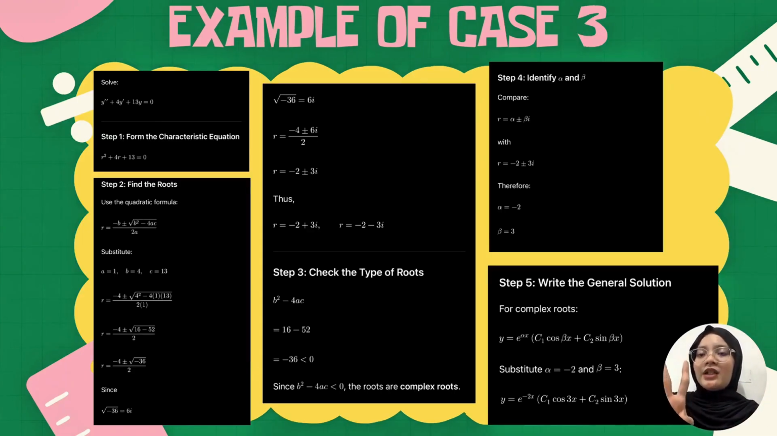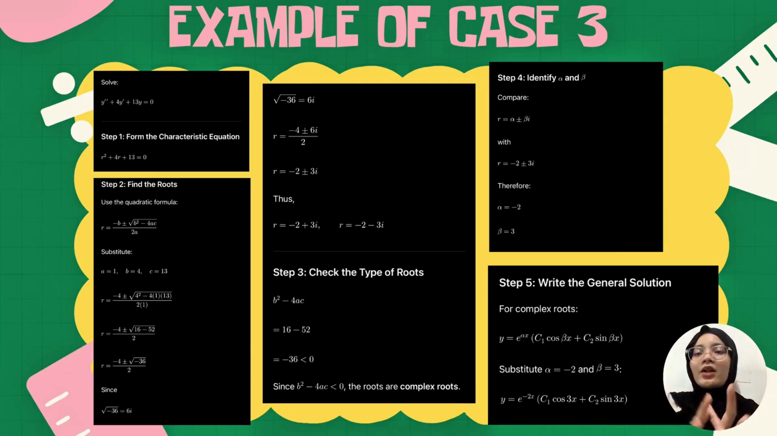For case 3, we need to solve d squared y over dx squared plus 4 dy/dx plus 13y equal to 0. So, just like the other two cases, we need to form the characteristic equation. So, we get r squared plus 4r plus 13 is equal to 0.